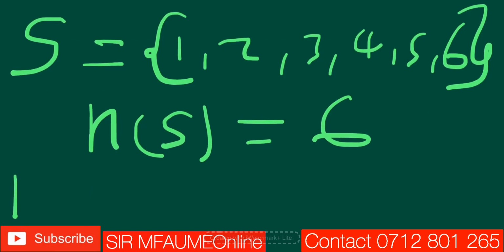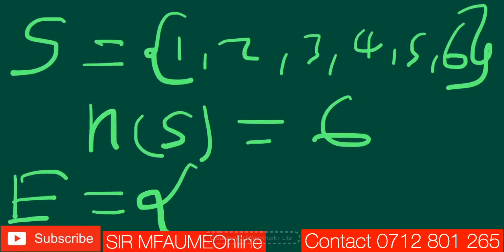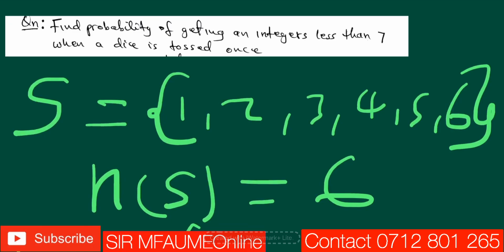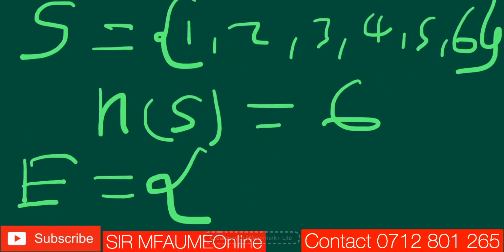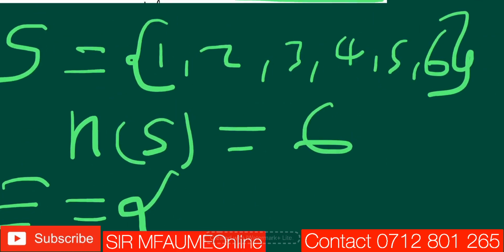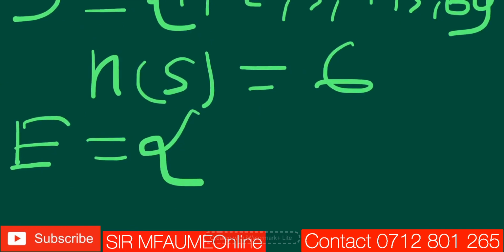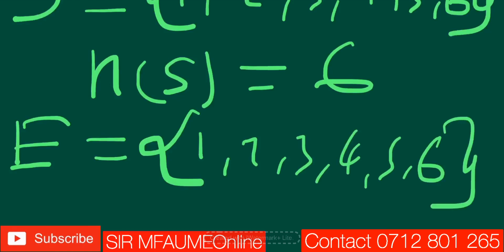Our event here is integers which are less than 7. You have to check which ones in my set of sample space are less than 7. This one is less than 7, this one is less than 7, these three are also less than 7. All of these are less than 7. So my set of the event will be the numbers 1, 2, 3, 4, 5, 6. This will be the set of the event.